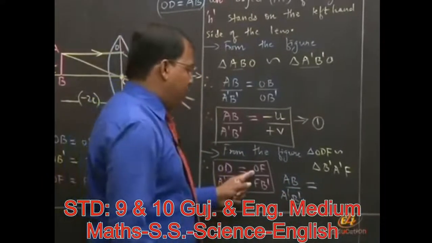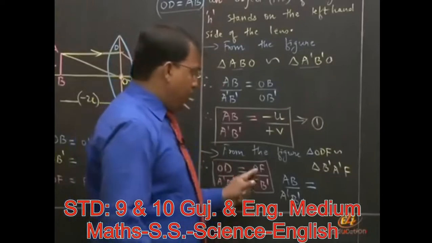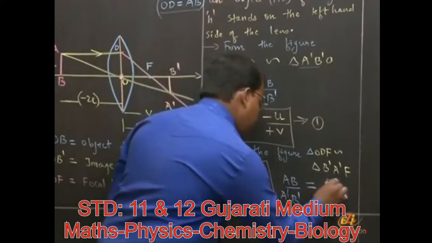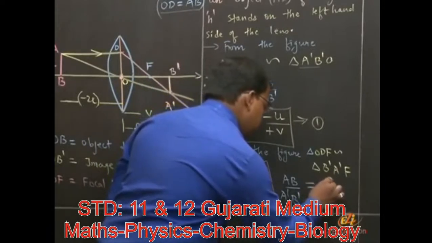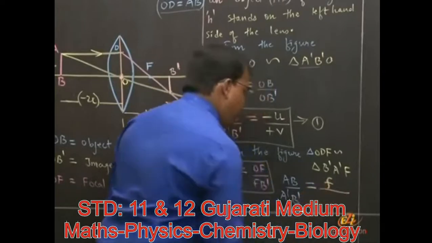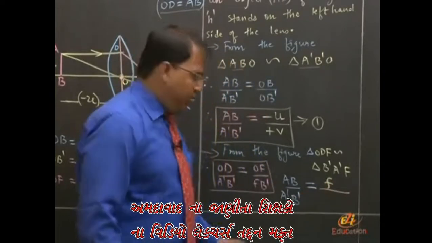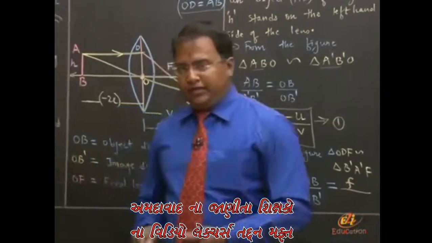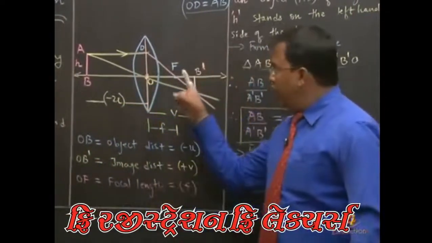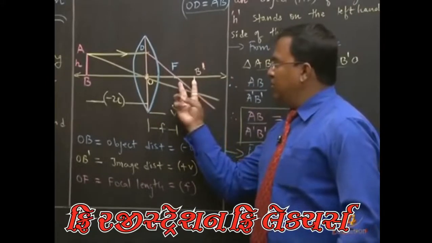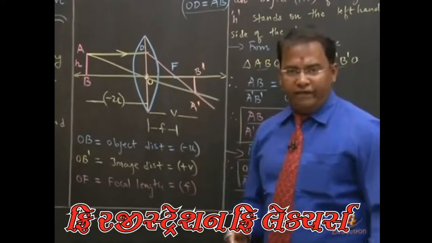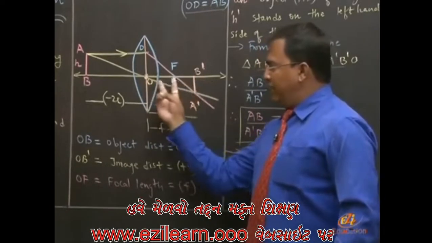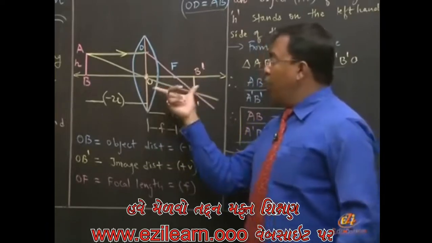Now you need to tell me OF. What is OF? OF is the focal length whose value is F. What about FB'? Have you ever thought about FB'? Let us think. Go to the figure. Here it is, FB', this much value. How can FB' be obtained? FB' can be obtained by subtracting OF from OB', from the whole OB'.